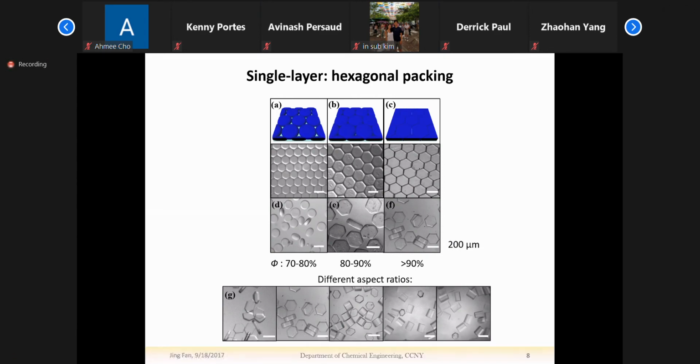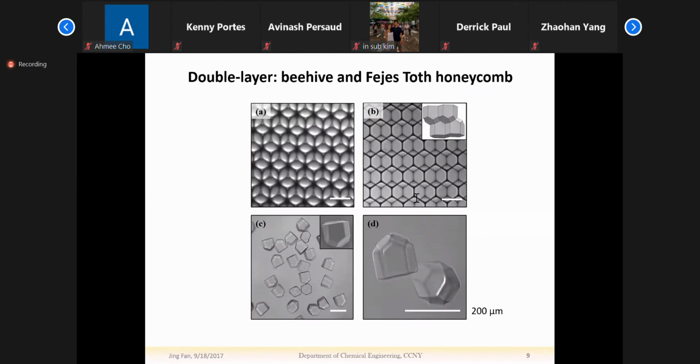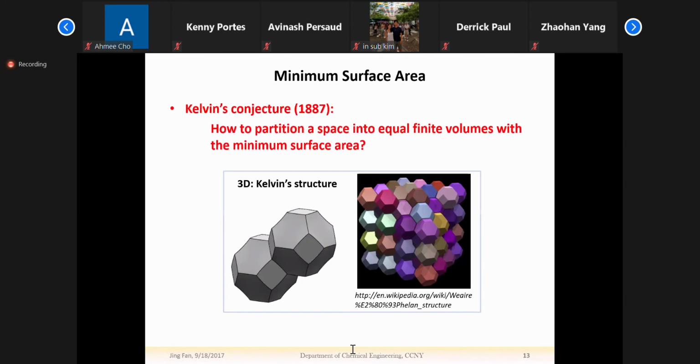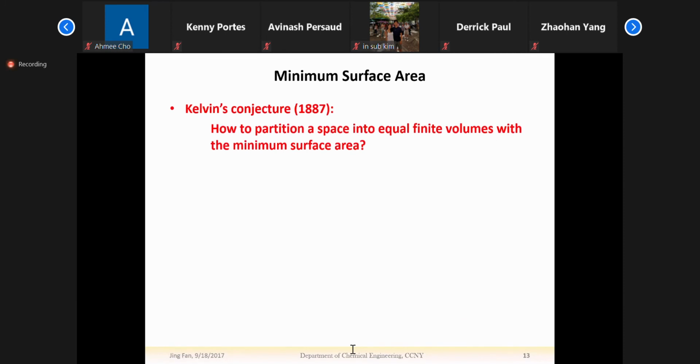There are only a few options to separate a plane completely with the same area. For example, you can use squares. You can also use triangles. You can use hexagons. And if you compare these three, hexagon has the smallest perimeter, right? And Kelvin's conjecture, Kelvin's question, is a 3D version of this question: how to partition a space into equal finite volumes with a minimum surface area.